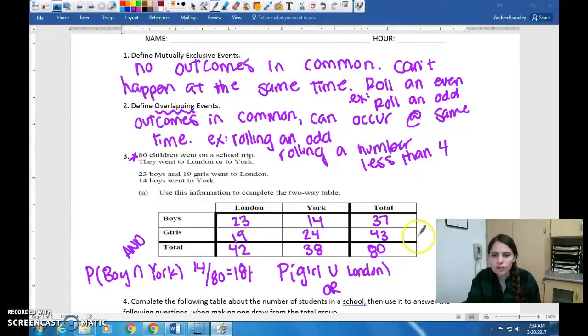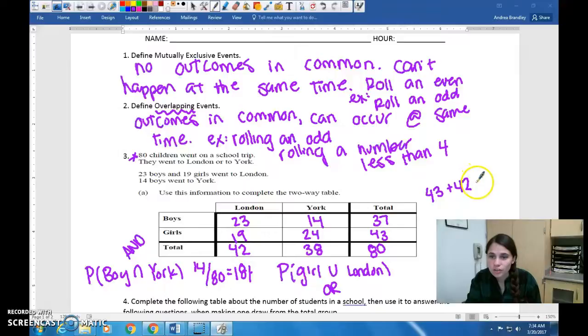So we have 43 girls total, and we have 42 that go to London. Now here's the part where this overlapping events really matters, because these 19 girls that also went to London, they're a girl and they went to London, we've counted them twice because we counted them in this 42 and in this 43. And so that's going to kind of mess up our numbers. So we need to subtract one of those out.